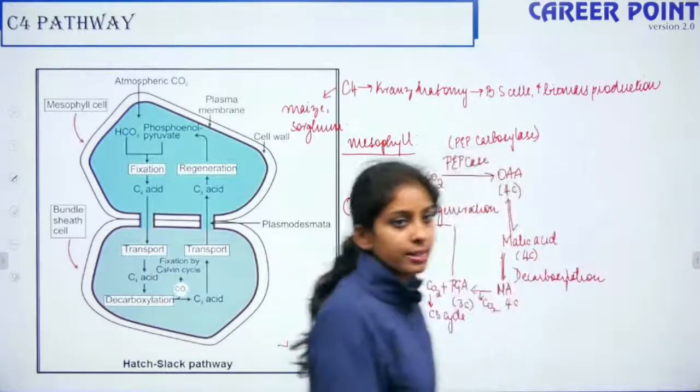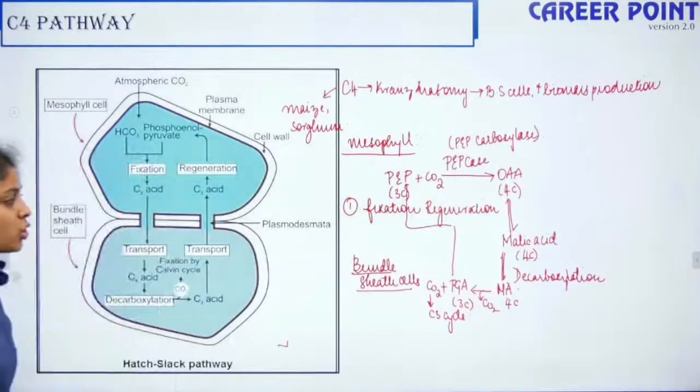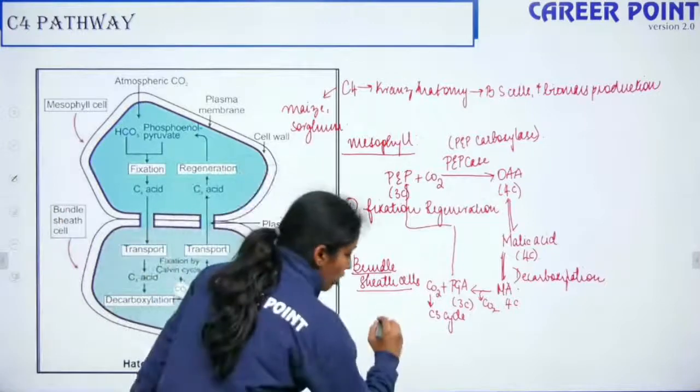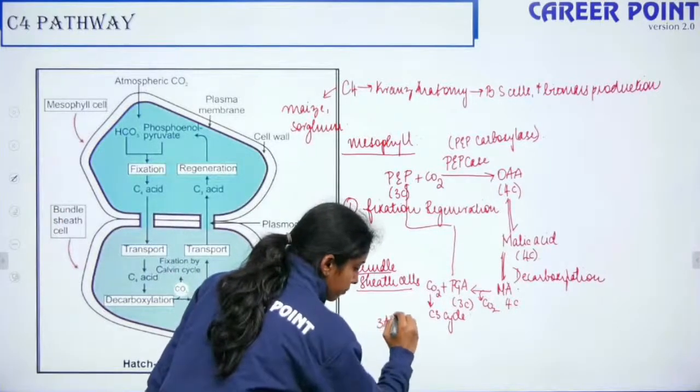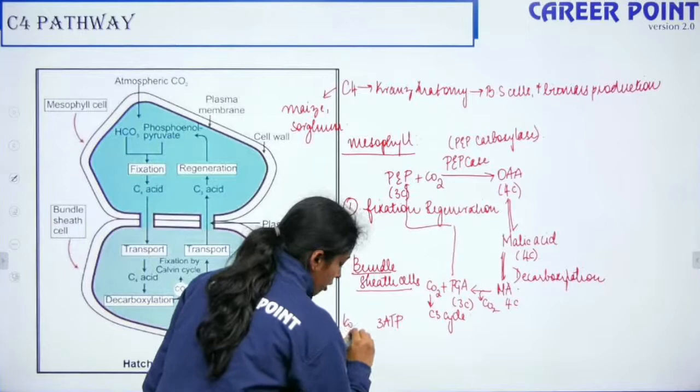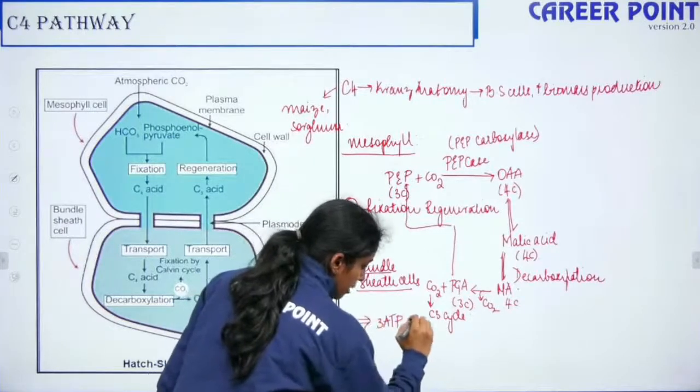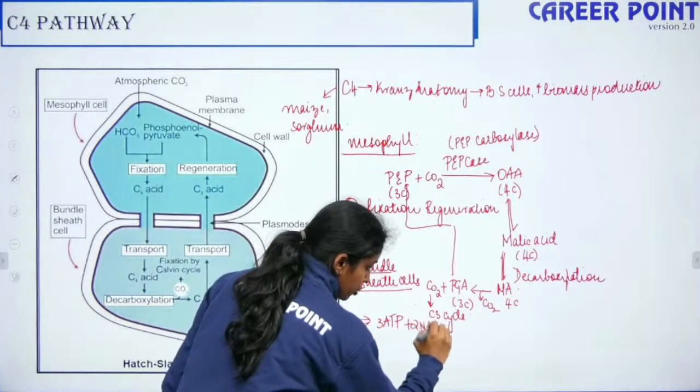Alright, clear? Yes? Understood? So we know in the C3 cycle, we already have 3 ATP for 1 molecule of carbon dioxide. So we have 3 ATP plus we have 2 NADPH.